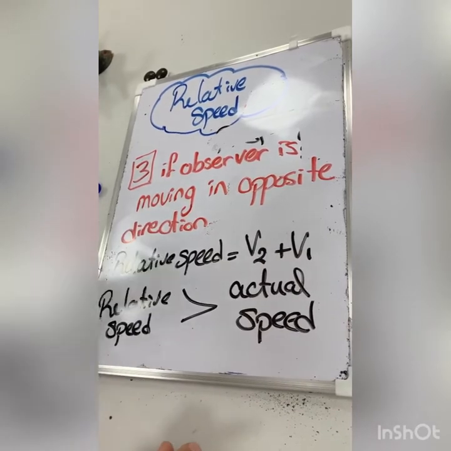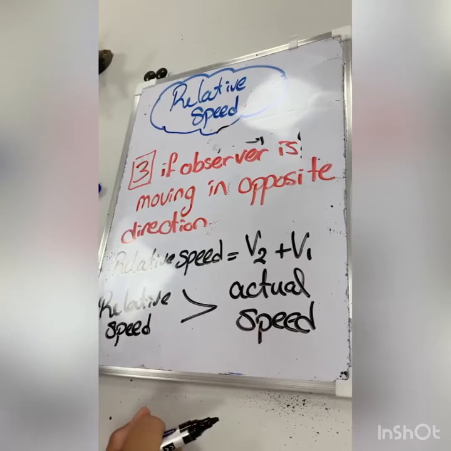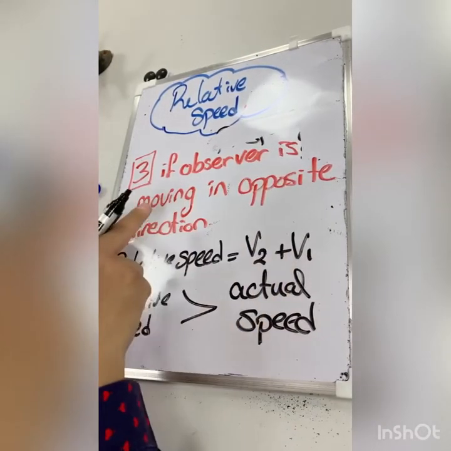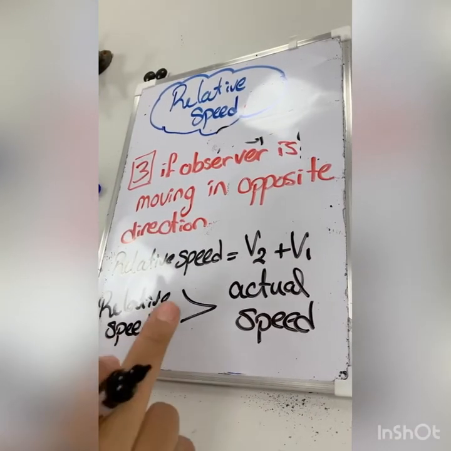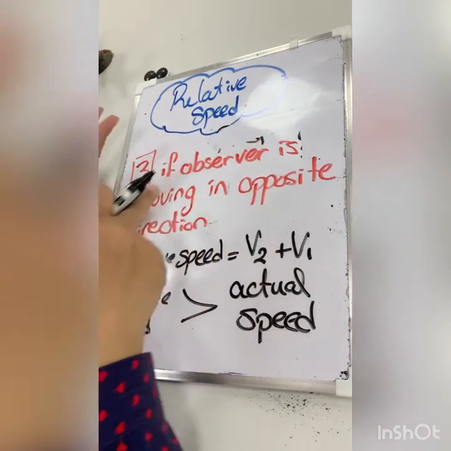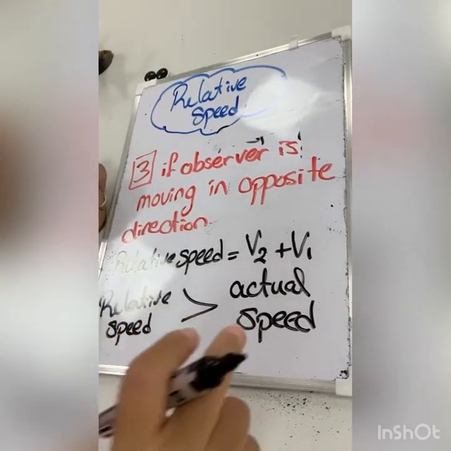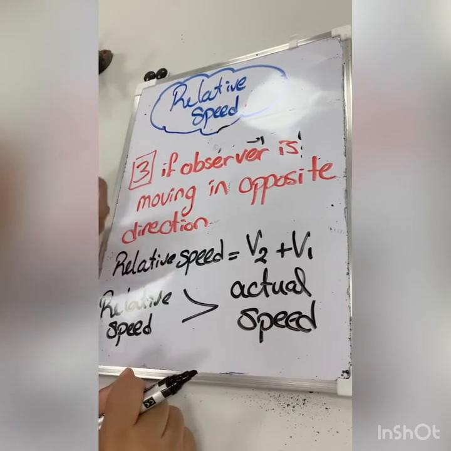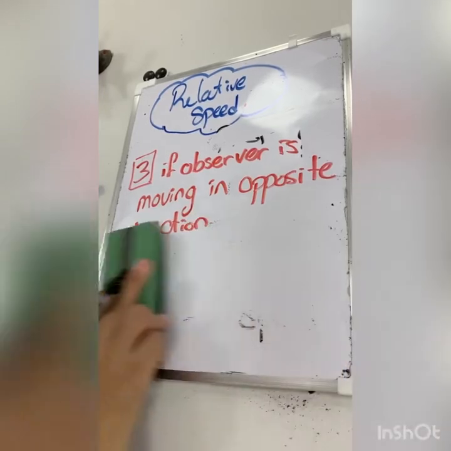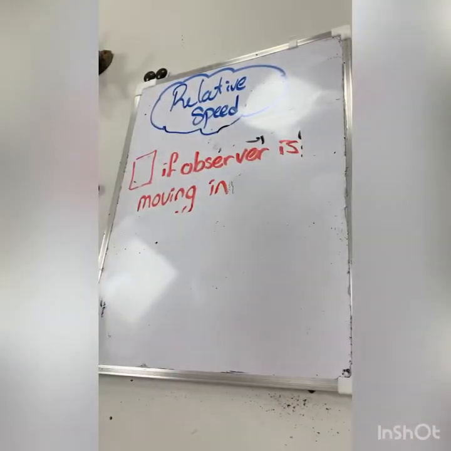So we have case number 1: if the observer is at rest, relative speed equals actual speed. Case number 2: if the observer is moving in the same direction, relative speed is lower than actual speed. Number 3: if the observer is moving in the opposite direction, relative speed will be higher than the actual speed, and the law is V2 plus V1. Right, let's see case number 4.